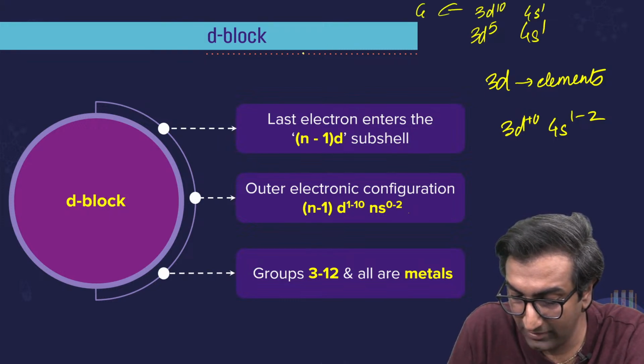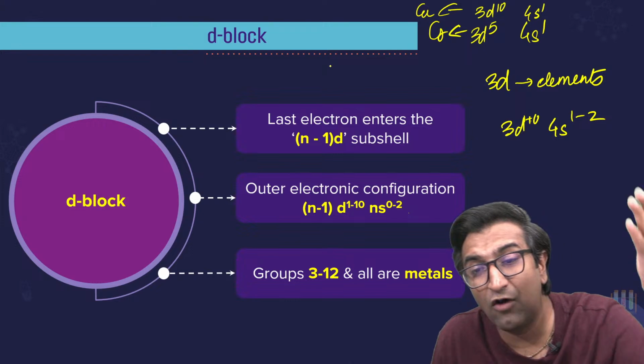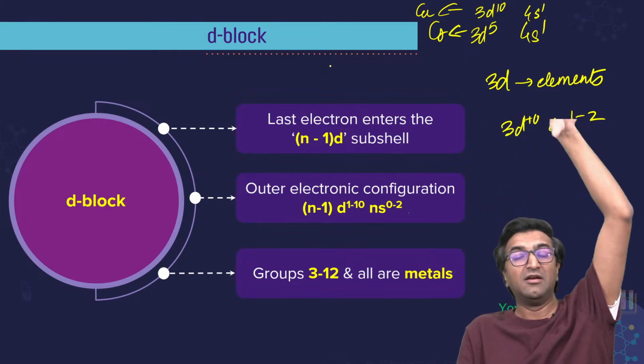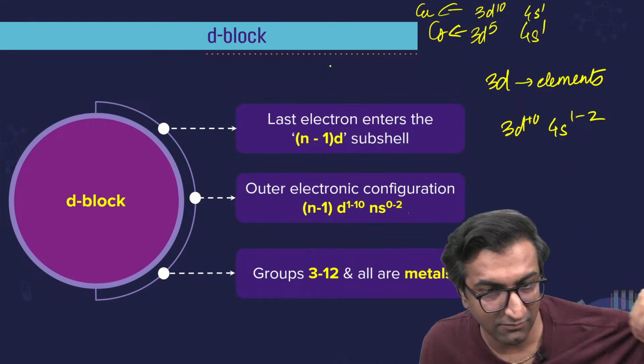What is this? This is copper. This is chromium. This is how we ended atomic structure. Atomic structure के end में हमने यही दो चीजें की बात की थी. Because of exchange energy, fully filled and half filled are more stable.